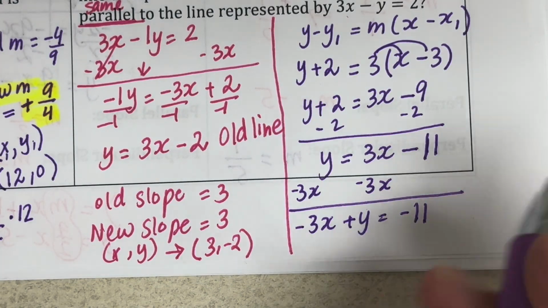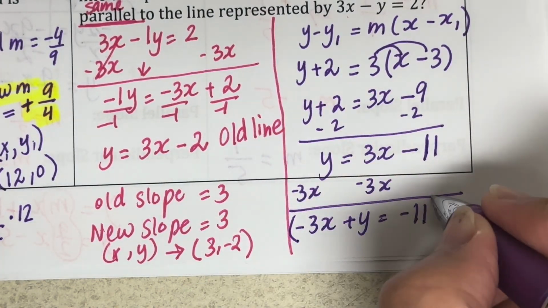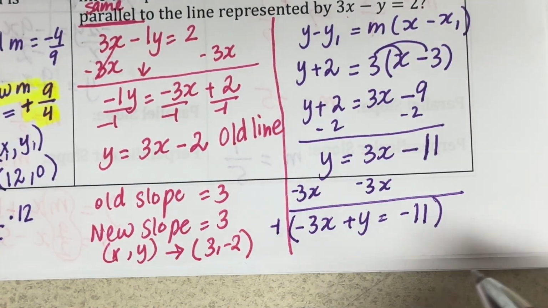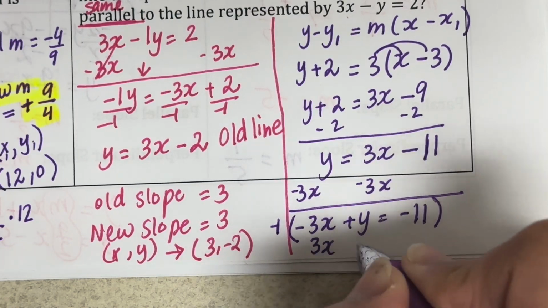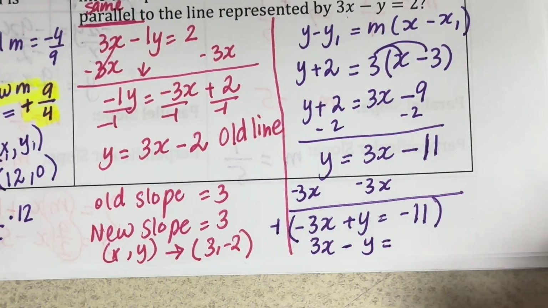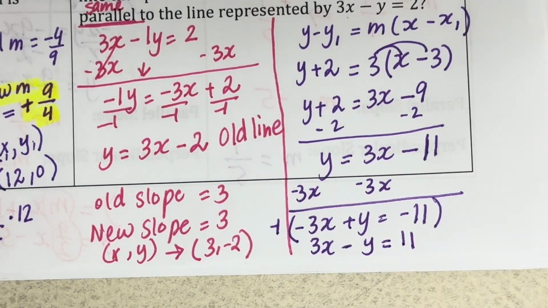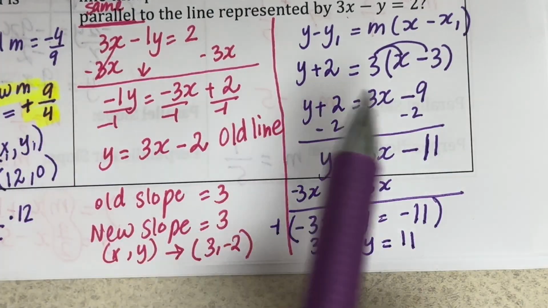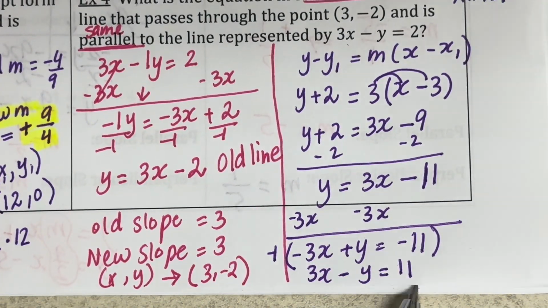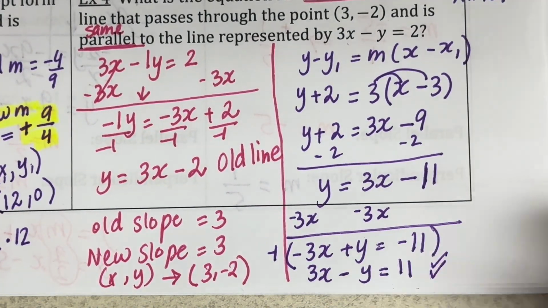A should be positive. So I'm going to multiply all of this by -1. So it is 3x minus y equals 11. There you go. That would be my equation for the parallel line to this, written in standard form. This is my final answer.